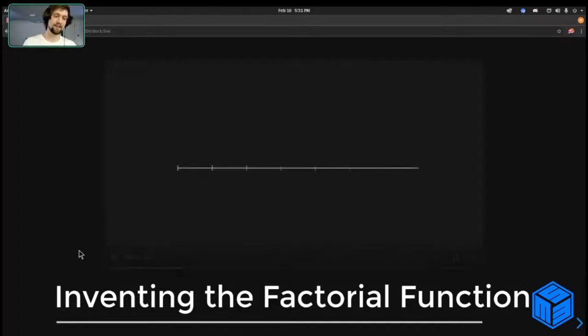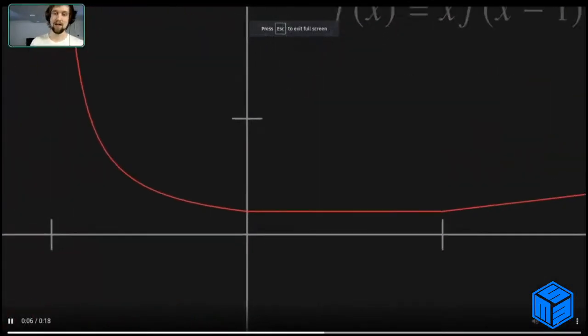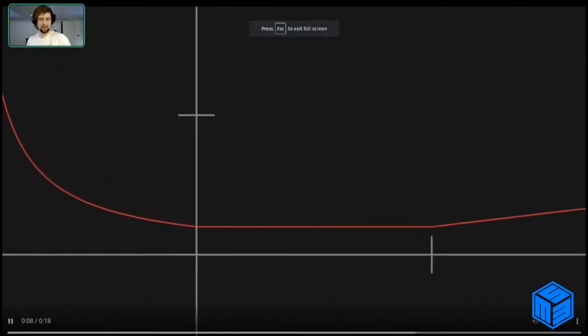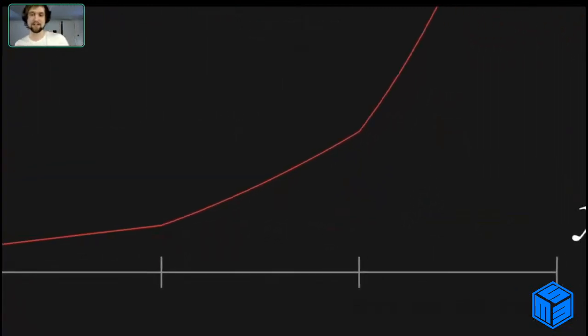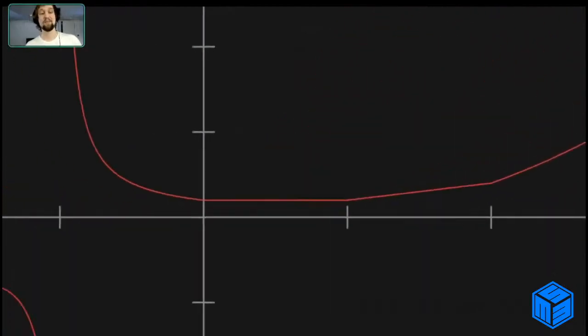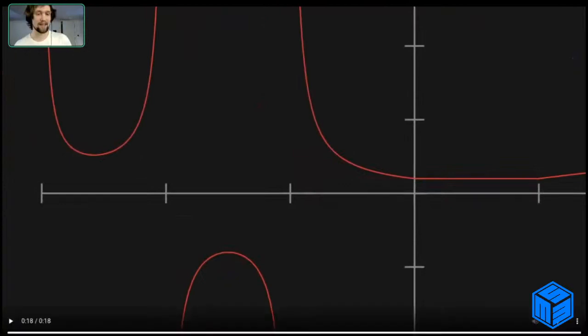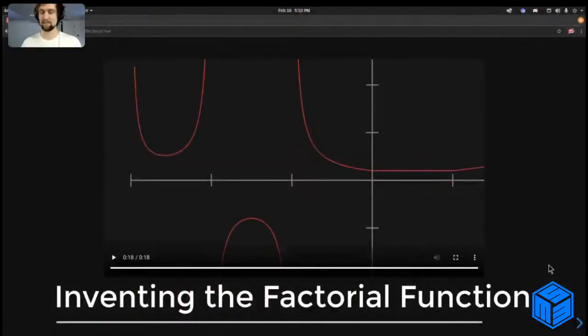So to kick things off, I have a little animation here. I'll put this full screen, showing what a possible factorial function might look like. I'll go into more detail about what is going on here in a moment. You might think it's a little crazy, with some wacky behavior on the left side. But yeah, we'll get into that.